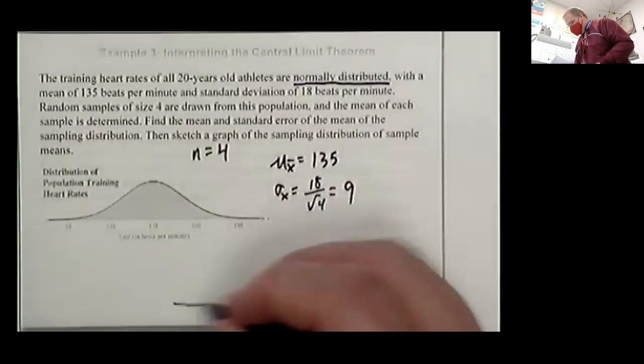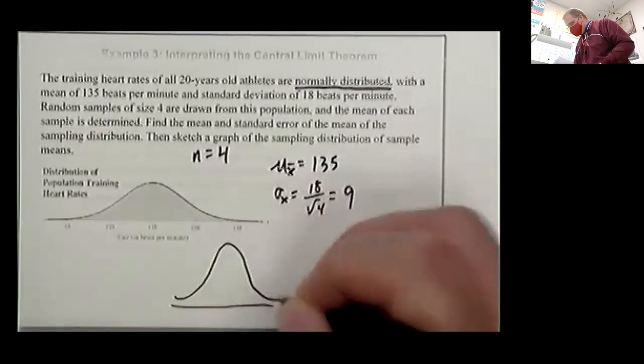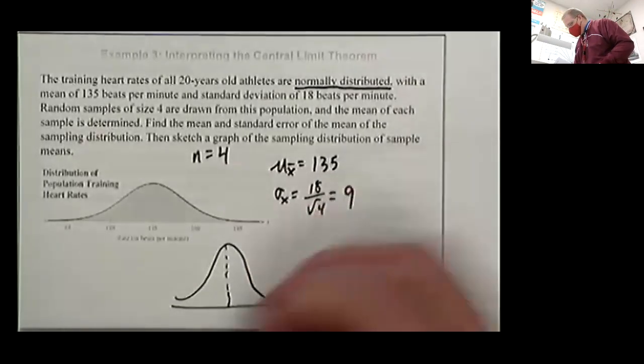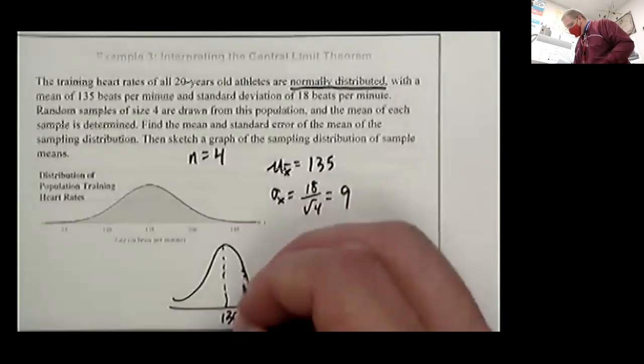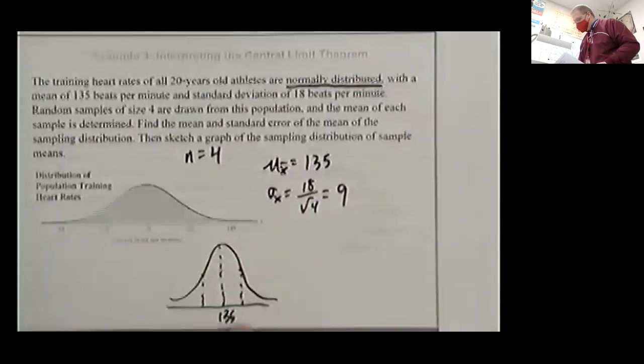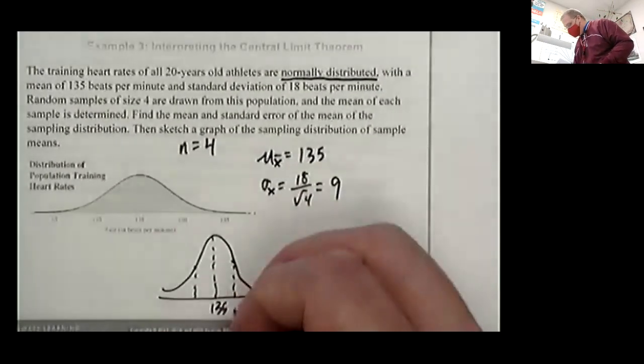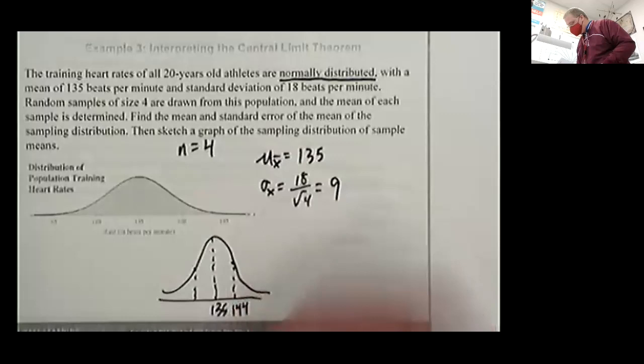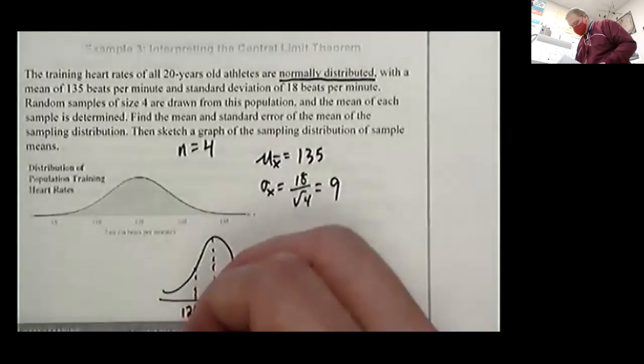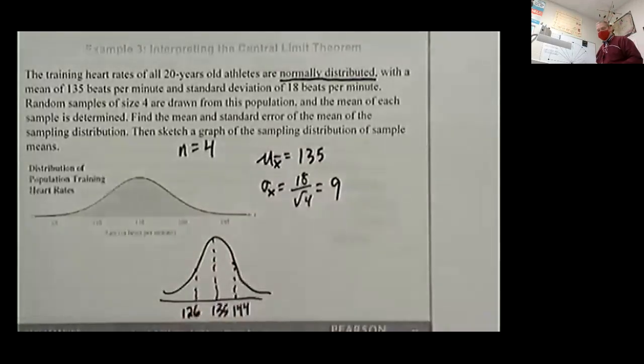So let's sketch a graph. So our graph is our normal distribution. The middle is 135 beats per minute. We're going to add 9 and subtract 9. 135 plus 9 would be 144. Subtract 9 is 126. So that would be our graph.